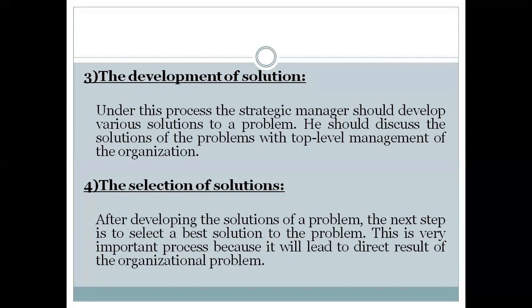Here, after developing the solutions of a problem, the next step is to select the best solution to the problem. This is a very important process because it will lead to the direct result of the organizational problem. Yes, guys. You need to select the best solution, best alternative. Then only you can be capable of coming over your hazards, or else it is a very, very difficult process. So under the strategic decision making process, development of solution is also important, but after developing your solutions, you need to select the best alternatives, best solutions to solve the problem.